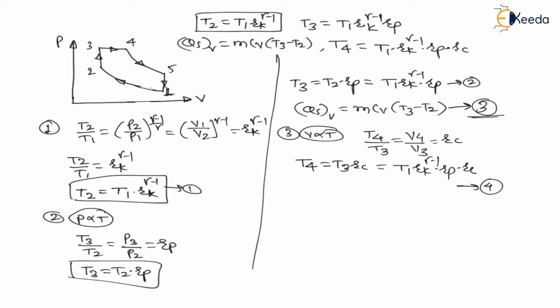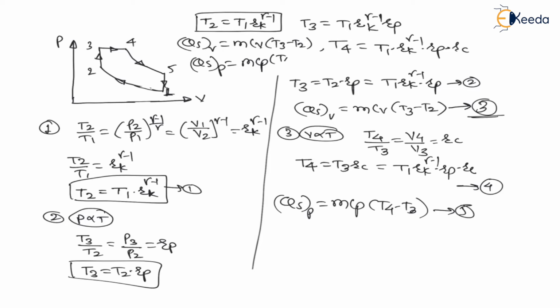And my dear students, this process 3 to 4 is heat supply at constant pressure process, therefore heat supply at constant pressure is equal to mCp (T4 minus T3). And for constant pressure process, we have to use specific heat at constant pressure, that is Cp. So this is your fifth equation. Again this is useful, therefore heat supply at constant pressure process is equal to mCp (T4 minus T3), useful later.